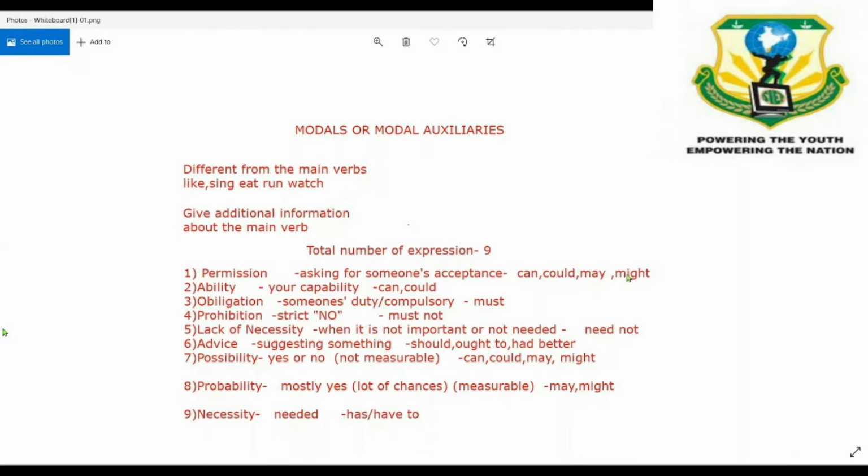The modal auxiliary verbs are can, could, may, or might. For example, may I come in? So you're asking permission of your teacher or someone to enter inside. So may I come in? Here the modal auxiliary is may.